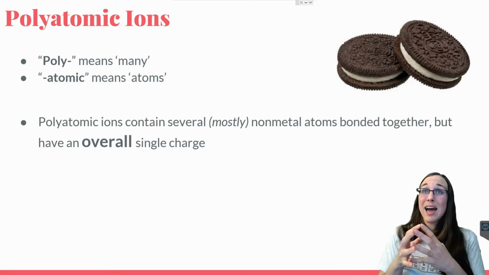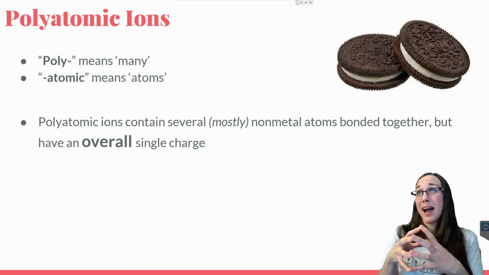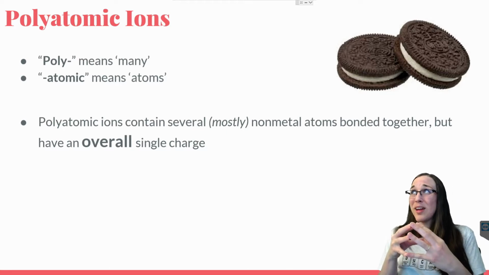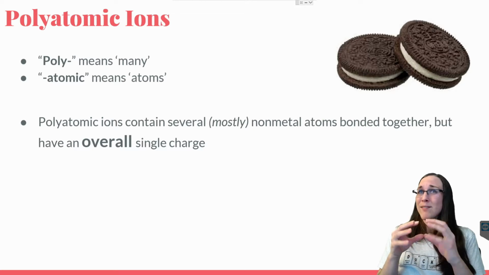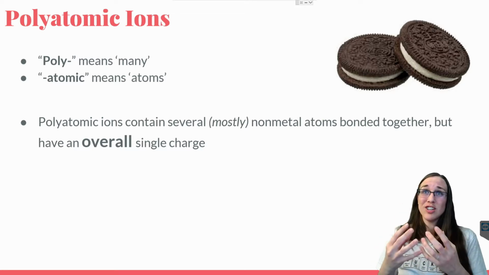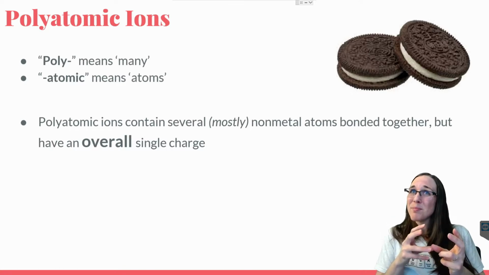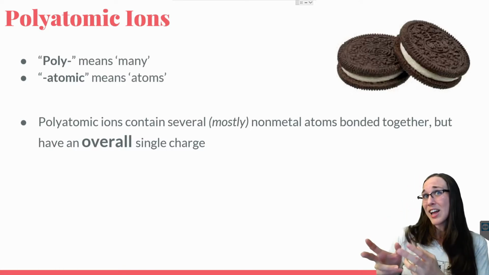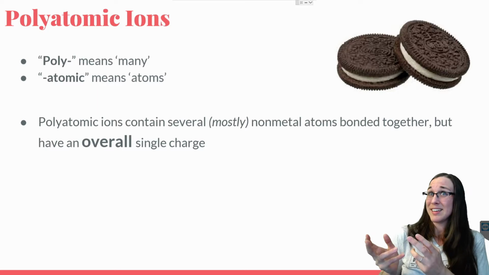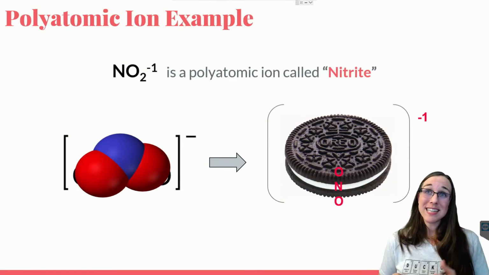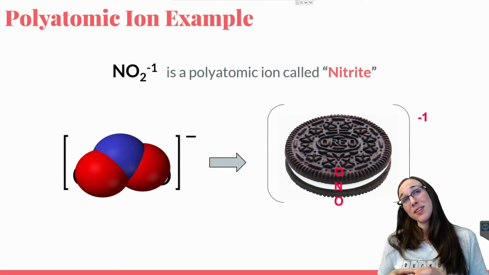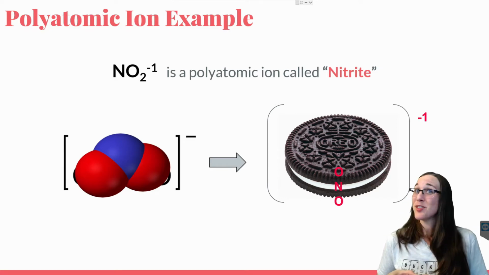So those nonmetal atoms will stick together, like we learned in the past, covalently bonded nonmetal atoms. But these covalently bonded nonmetal atoms have an overall single charge to them. Weird. So it's covalently bonded nonmetal atoms, but it's an ion and it bonds ionically because it has a charge. So for example, NO2 is a polyatomic ion called nitrite.